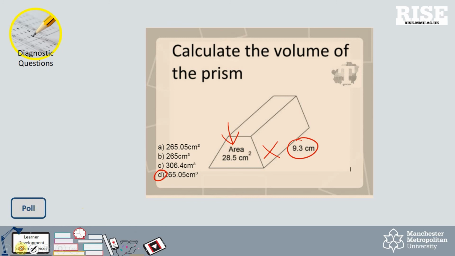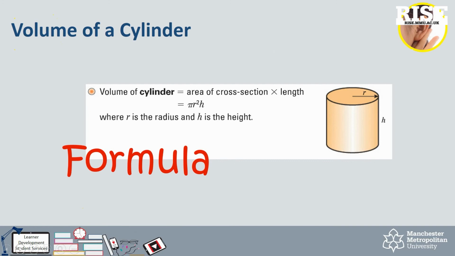There's one last special prism we'd be expected to work with, and it has a special name, a cylinder. It is a prism where the cross-section happens to be a circle. So to find the volume of a cylinder, you find the area of the circle, which we know to do by doing pi times r squared, and then times it by the height.